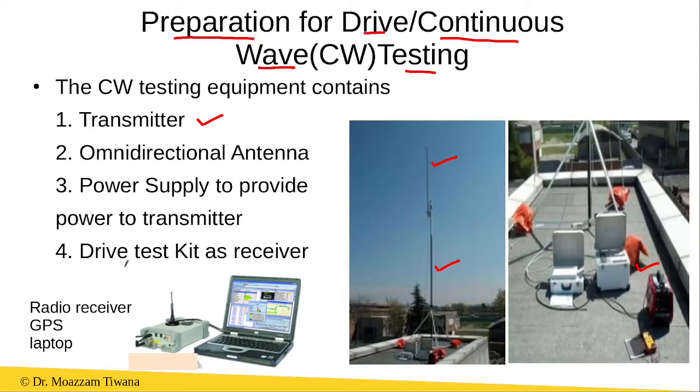At the receiver side, you need a drive test receiver kit. This kit consists of a radio receiver. This radio receiver has an antenna, and it is also connected to the GPS. This radio receiver is used to make measurements about the received power along with the latitude and the longitude of those measurements. This information is given to the laptop, which has software running over it, and these measurements are stored in that software.